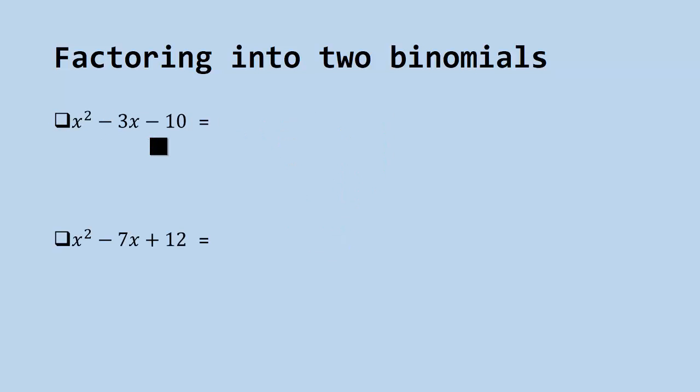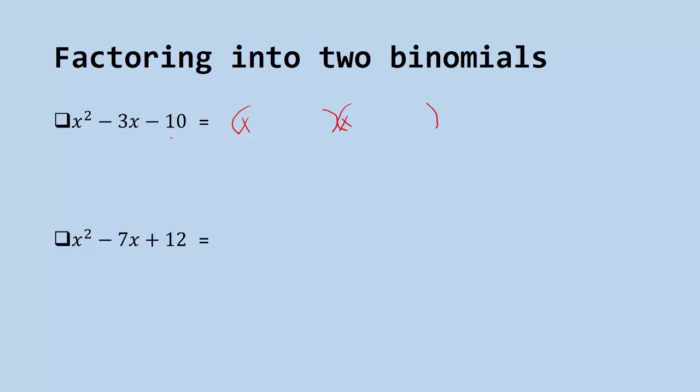Let's take a look at a couple more examples. The first one at the top, x squared minus 3x minus 10. Again, I'm going to start by putting down my two binomial parentheses that I'm going to be filling in. You'll notice I'm starting out here with simply 1x squared, so I know my first two terms are always going to be x times x. Now I move to the last two terms. I start with negative 10, and I want to find two numbers that multiply together to become negative 10.